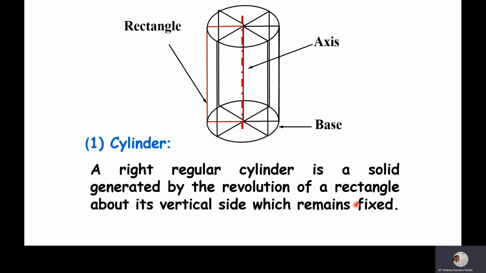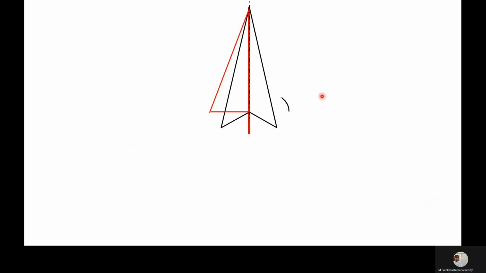Then we'll move towards cone. It's an axis and it is a right angle triangle. Fixing this axis and rotating the remaining plane surface, then the developed solid is called cone. That is, the cone is generated by the revolution of a right angle triangle by fixing the straight edge or vertical edge.